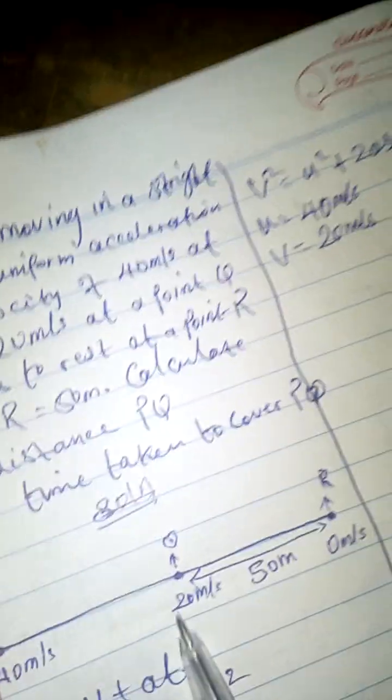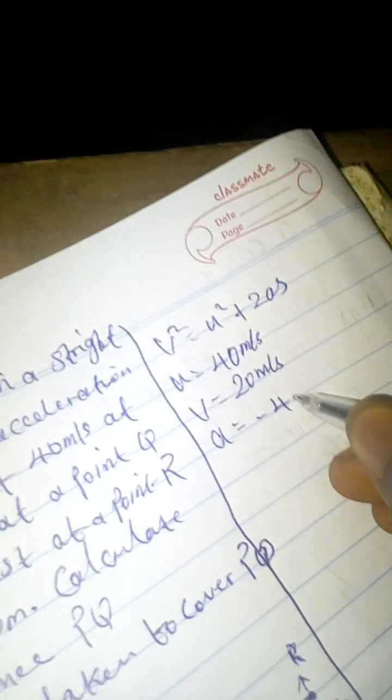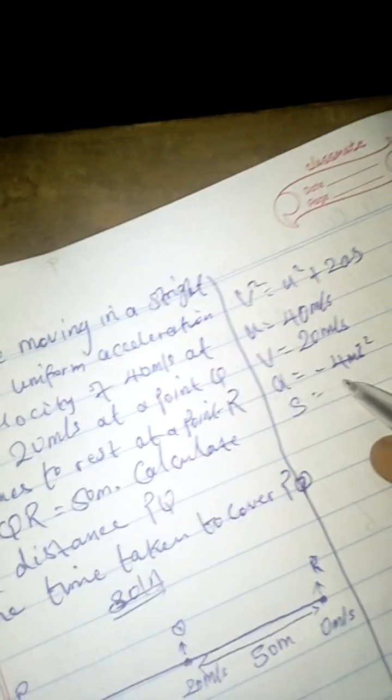Now we are moving from K school to Islamic. So our initial velocity from K school is 40, that is U is equal to 40. And our final velocity is 20, that is V is equal to 20. Now we have calculated our acceleration A, which is equal to minus 40 meter per second square. What next? S, the distance we are now looking for, is equal to question mark. We don't know.